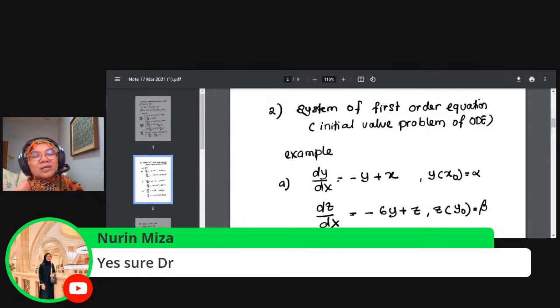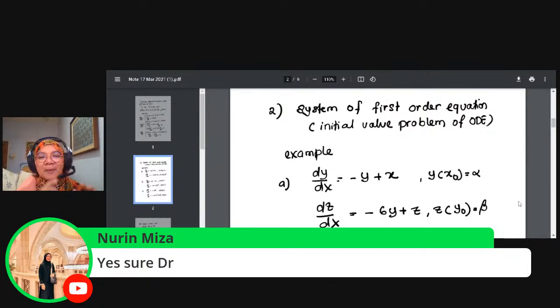So that will create an initial value problem. The initial condition is when the space is 0, the temperature is alpha. So this is the start of the process of solving the first order ODE based on this system, a coupled system of the first order. And then when the temperature is 0, the evaporation is equal to beta. So this is two sets of first order ODE. What we call this is a system of first order ODE.